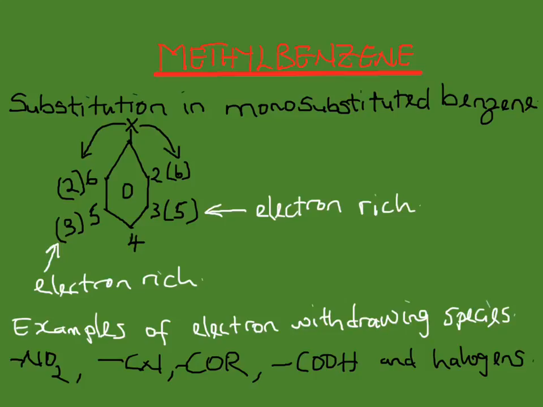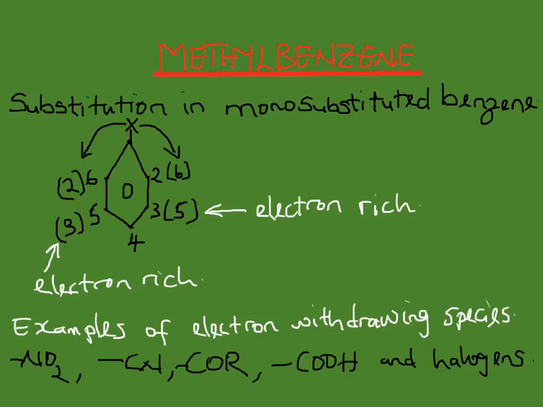Now you can see from your screen that X, remember X represents an electron withdrawing species. And when this electron withdrawing species attaches on the benzene ring, you realize that it withdraws electrons from the 2 and 4 positions.